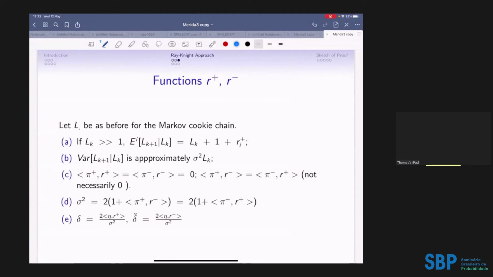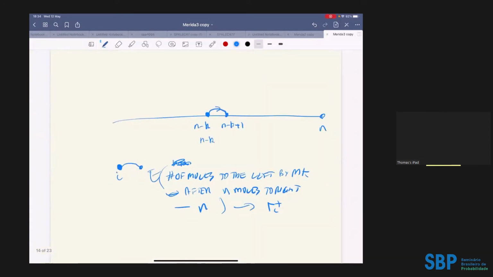And just as before, if we're working our way backwards, we can see then if Lk is large, the expected value of Lk plus 1 given Lk is going to be like this. The variance is going to be some number, sigma squared, times Lk, approximately, to first order. Sorry, just to repeat, the Lks are again the number of moves you make from n minus k to n minus k plus 1.